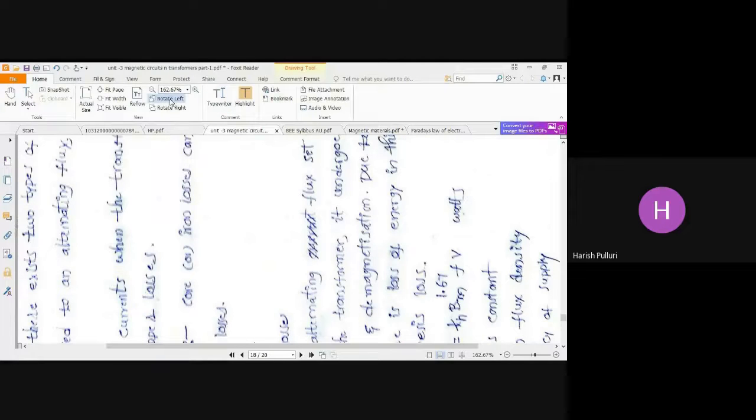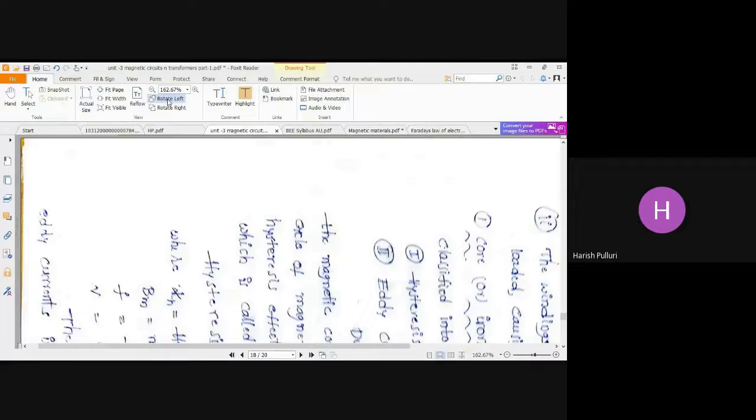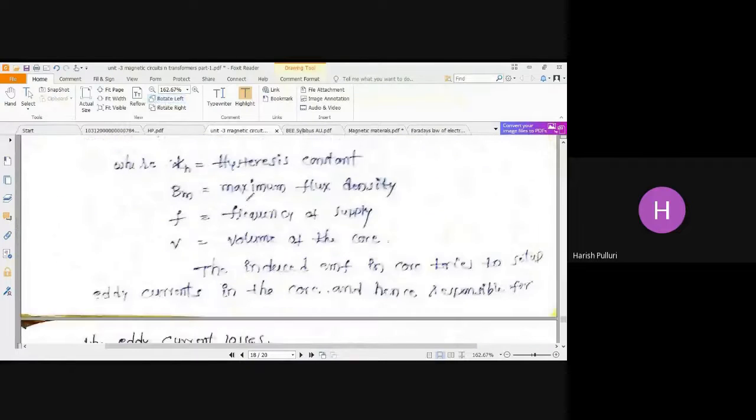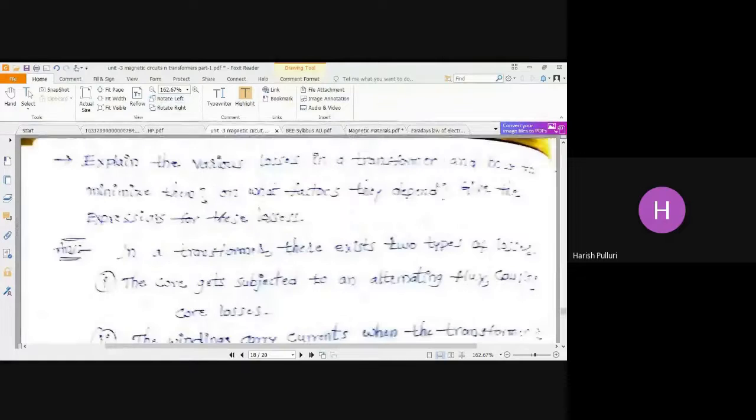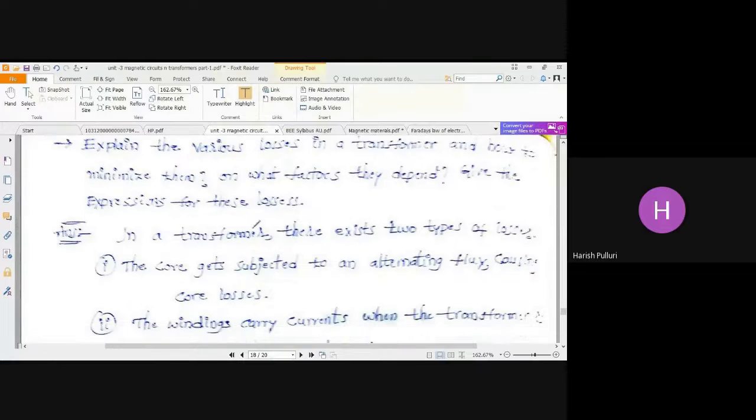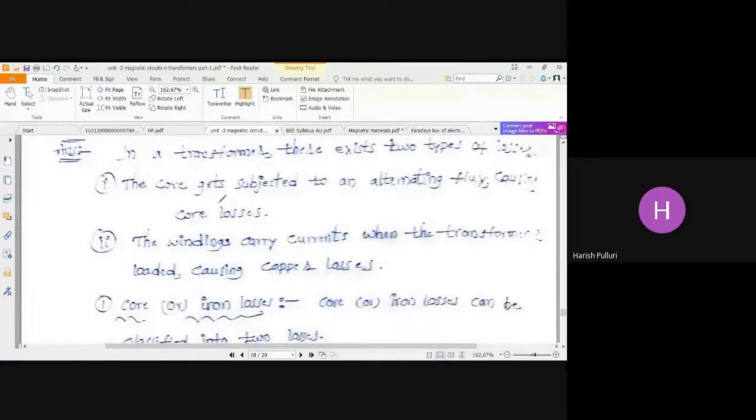I think the next and last topic is losses. We have discussed only two losses: the losses which occur in the core and the losses which occur in the winding, right? In a transformer there exist two losses. One is the losses which occur in the core, which we call core losses. Core means the rectangular box; that rectangular box we call the core. The second is the losses which occur in the winding. Winding means the copper wire or conductors.